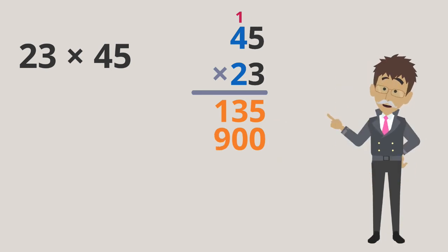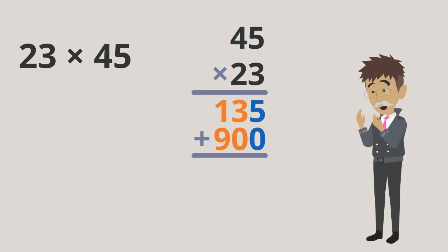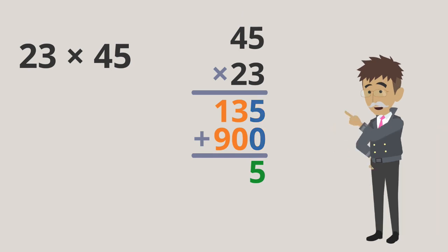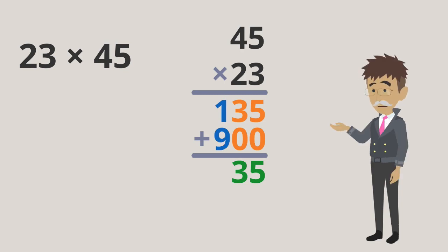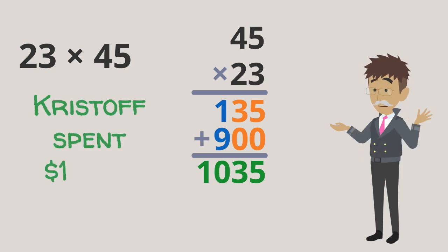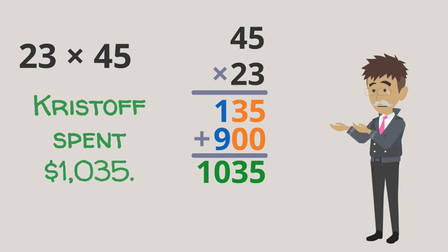Now that all digits have been multiplied by all other digits, we can get our final answer by adding the intermediate parts together. I'll draw a line and write an addition symbol to remind myself what I did here. Adding the digits in the ones position gives me 5. Adding the values in the tens position gives 3. Adding those in the hundreds position gives 10. There is no need to carry here, so I write the 10 down. Therefore, Christoph spent $1,035 ordering food for his gathering.